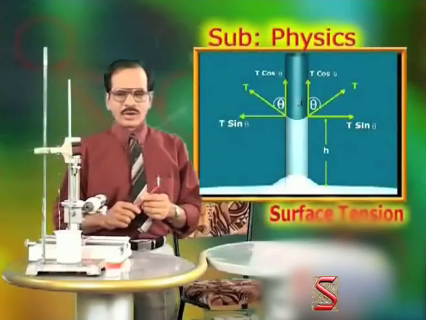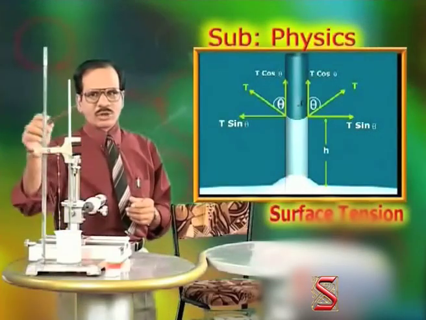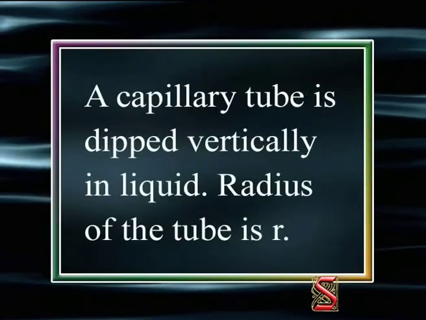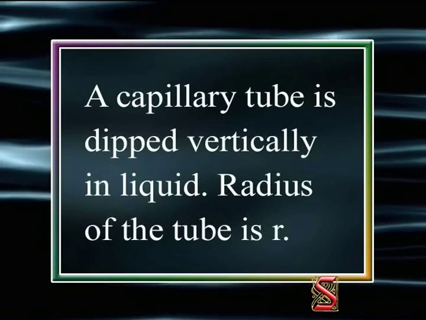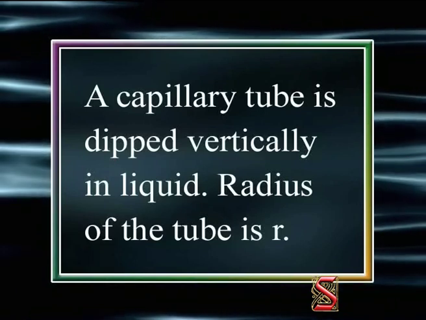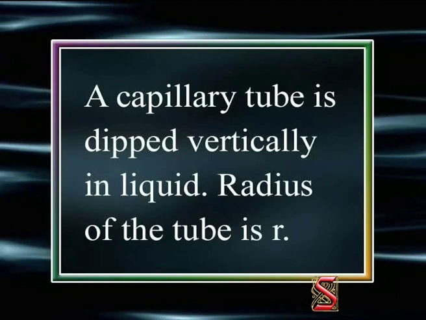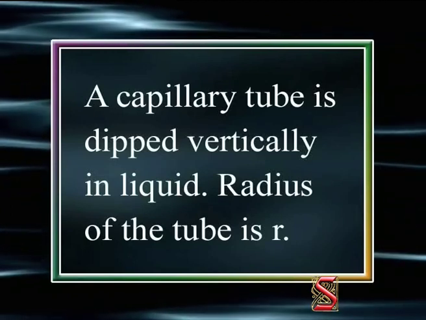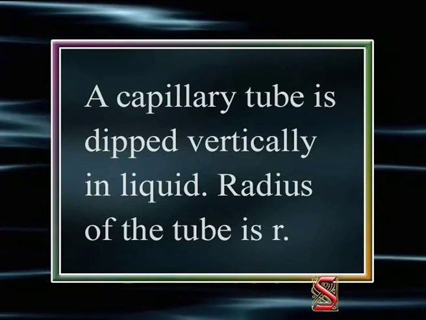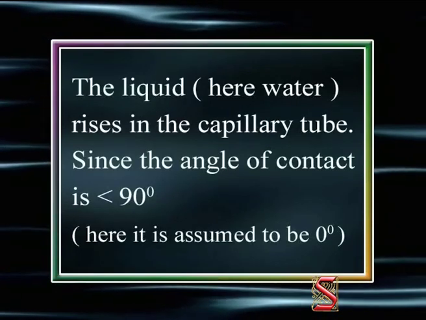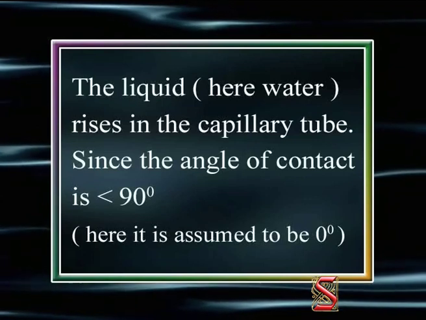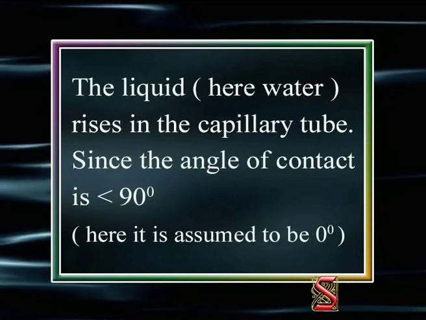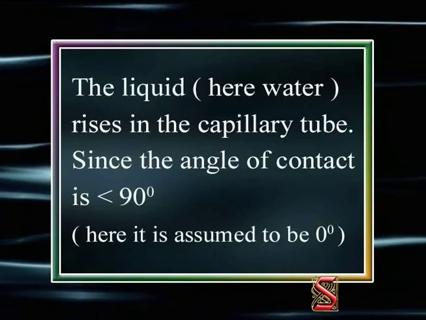First of all, let us take this capillary tube. This is nothing but a capillary tube. It is dipped vertically in a liquid, here we are considering water. The radius of this capillary tube is small r. When the liquid is considered, the liquid rises into the capillary tube. Here you find that level, a very fine level.